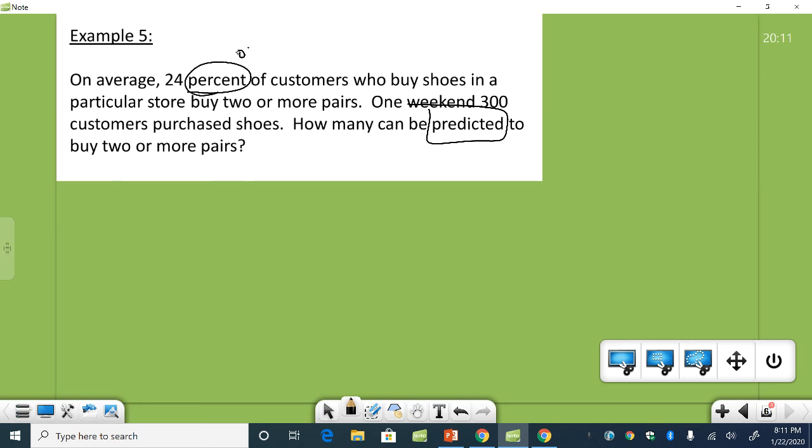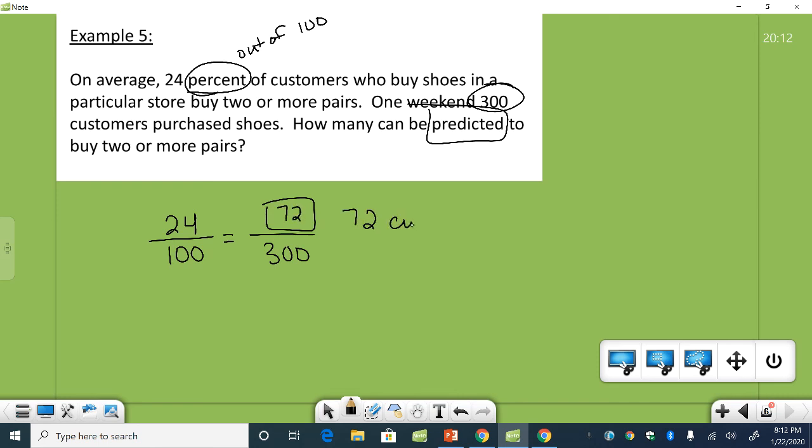A percent is out of 100. So 24 out of 100 is equal to, what are we trying to predict? Out of 300 customers. So don't let all these words, like what about one pair of shoes or 2 pairs of shoes, confuse you. It's this simple, guys. So now all you do is just cross multiply, divide, and you get 72. So we can expect 72 customers to buy 2 or more pairs of shoes.